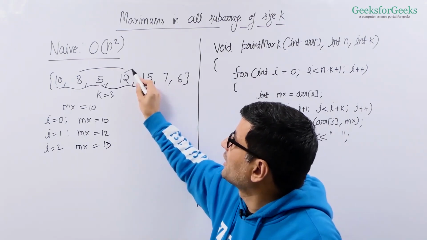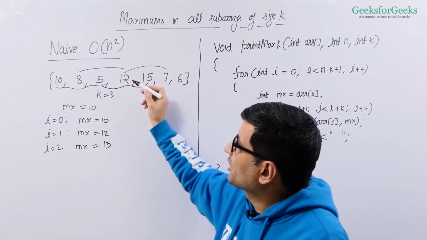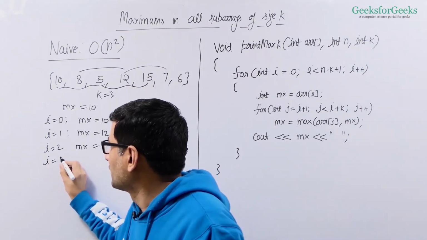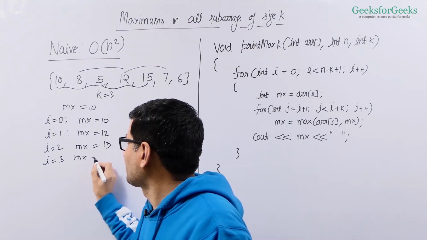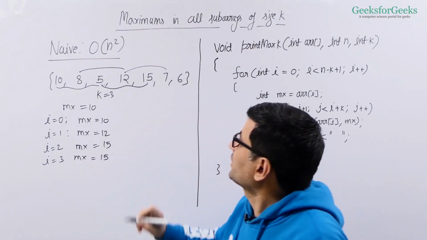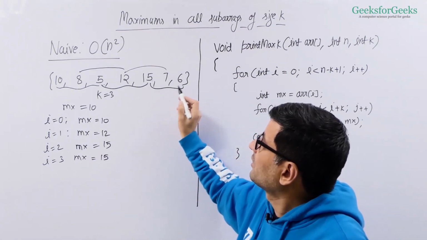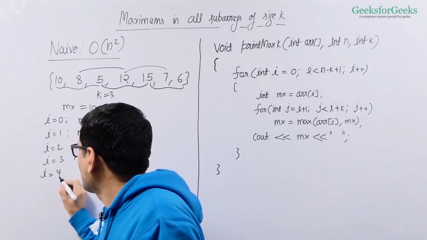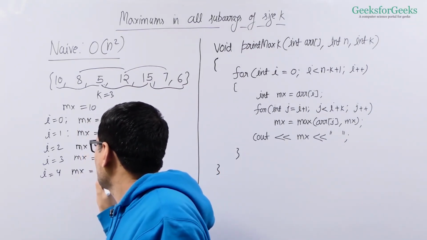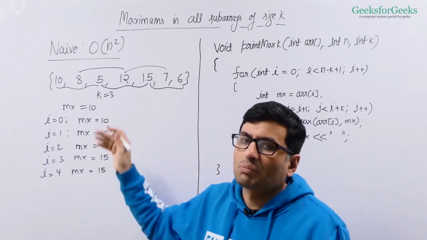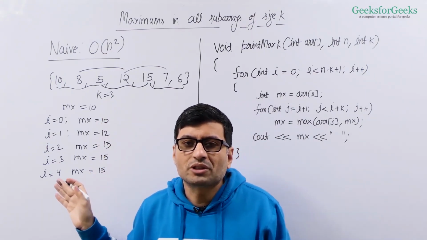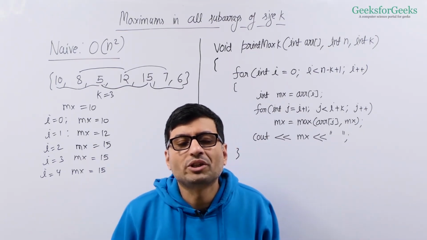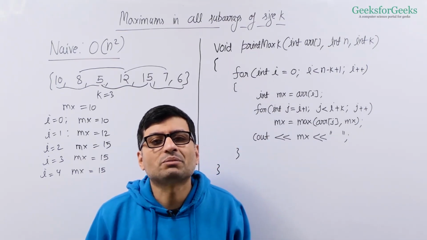Next time we consider the next subarray and we initialize the max as 12 and we find out the overall maximum as 15. So we print the max as 15. In the next subarray, we initialize the max as 15 and find out the overall maximum. So for i equal to 4, our max is going to be still 15. So that's the output for this particular naive solution. That's how it works. Its time complexity is big O of n square. Now please pause this video again and think of a solution which is big O of n.